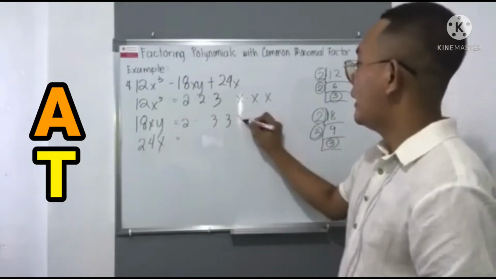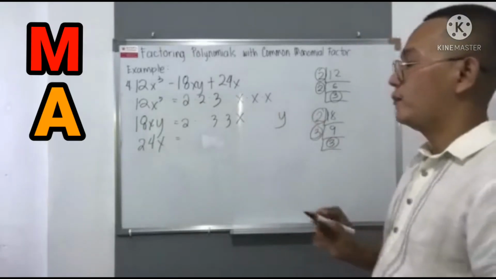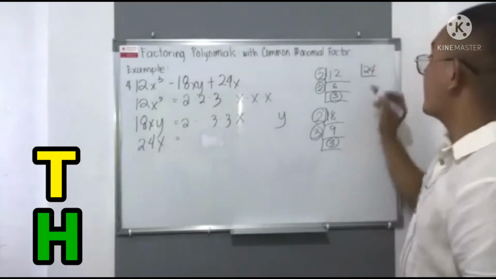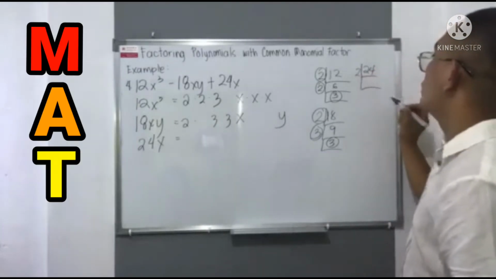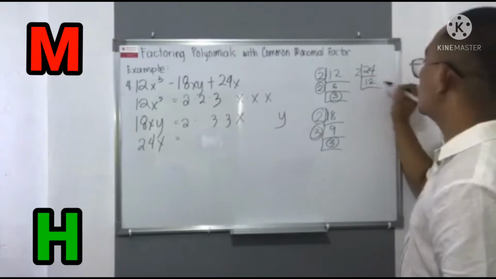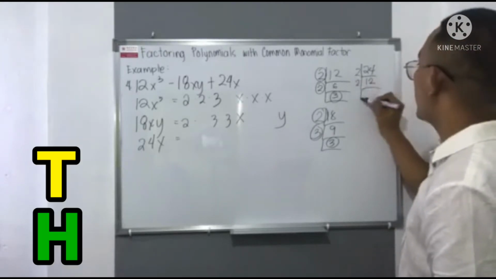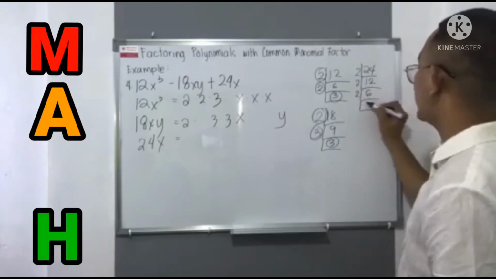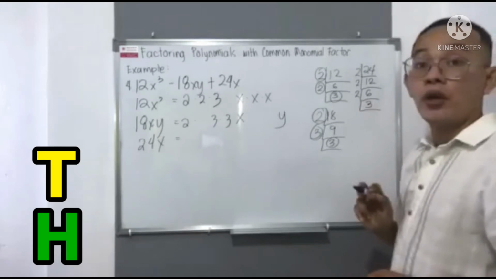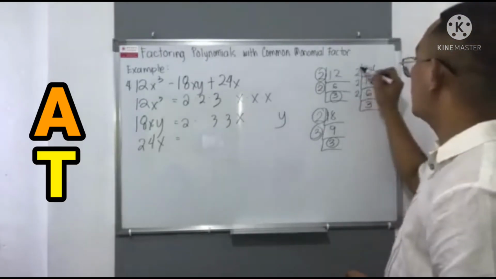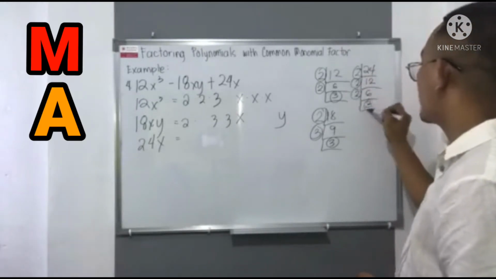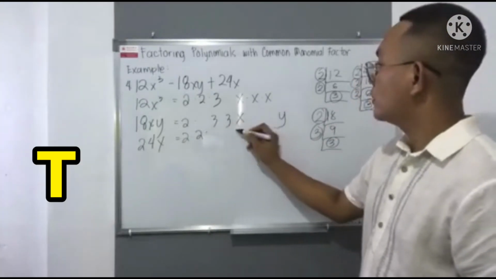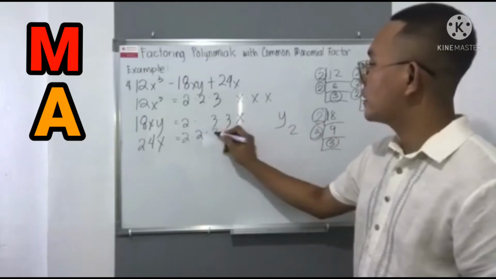Next, we have x and then y. Next, we have 24. 24, divide natin siya by 2 kasi pwede naman siya by 2. So, 24 divided by 2 is equals to 12. 12 is divisible by 2, so bali magiging 6. 6 is also divisible by 2, so magiging 3. Since 3 is a prime number, yun na yung last natin. So, we have 2 times 2 times 2 times 3.